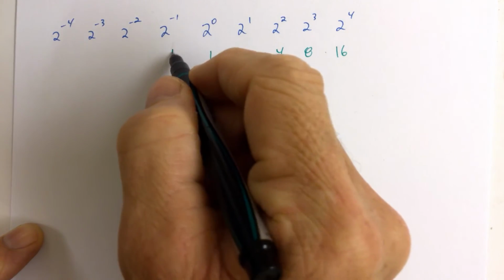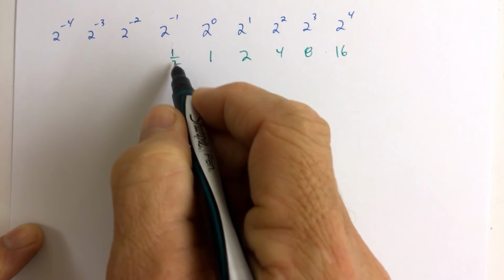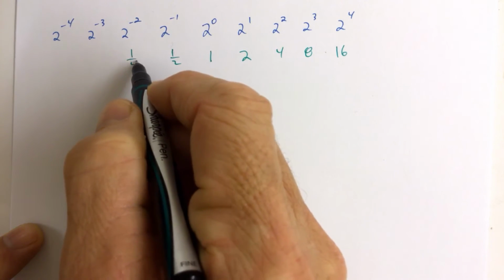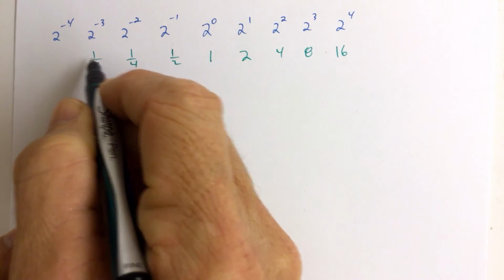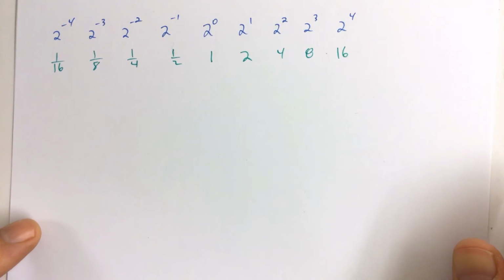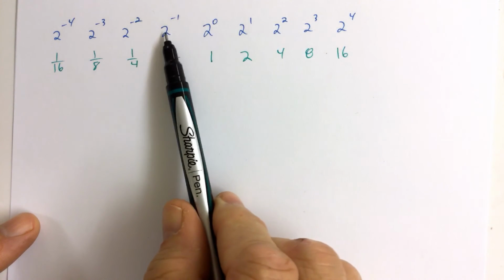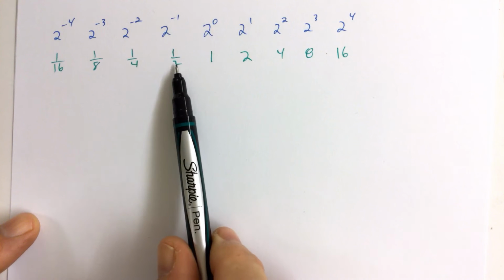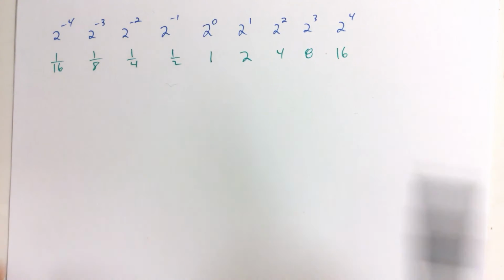1 divided by 2 is 1/2. 1/2 divided by 2 is 1/4. Then we have 1/8, and then we have 1/16. That's not necessarily something that you have to remember, but it does help you see perhaps the pattern. Why would 2 to the negative 1 power be 1/2? Well, I'm going to talk about that.